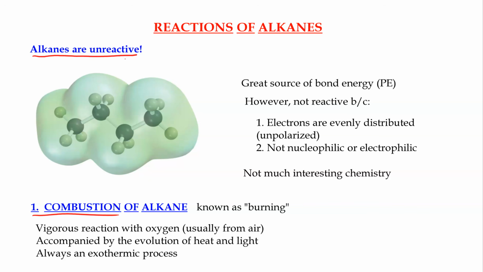The reason why alkanes are unreactive is because the electron distribution in an alkane is quite even. Alkanes consist of carbon-carbon and carbon-hydrogen bonds throughout, and all of these bonds are non-polar. Therefore, there's no build-up of partial positive or partial negative charge anywhere within the molecule. This diagram shows that the electrons are quite evenly distributed throughout.